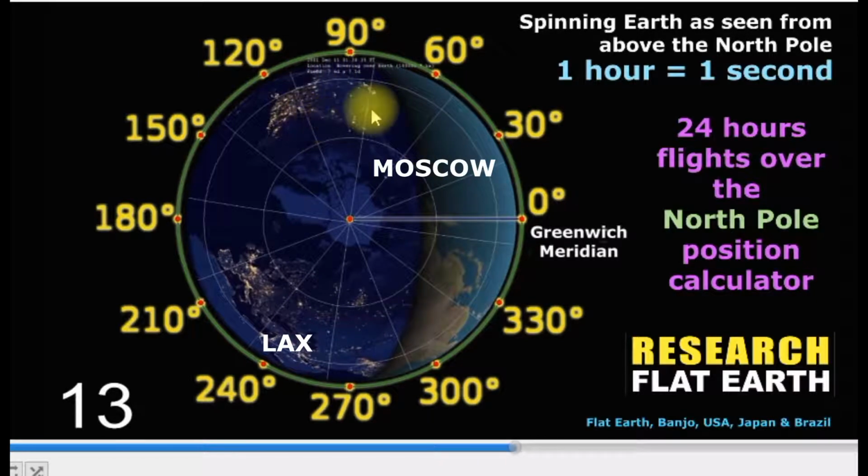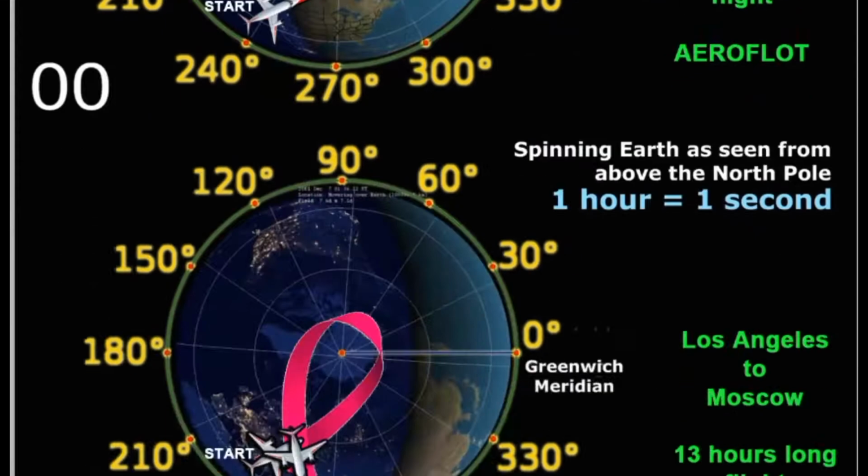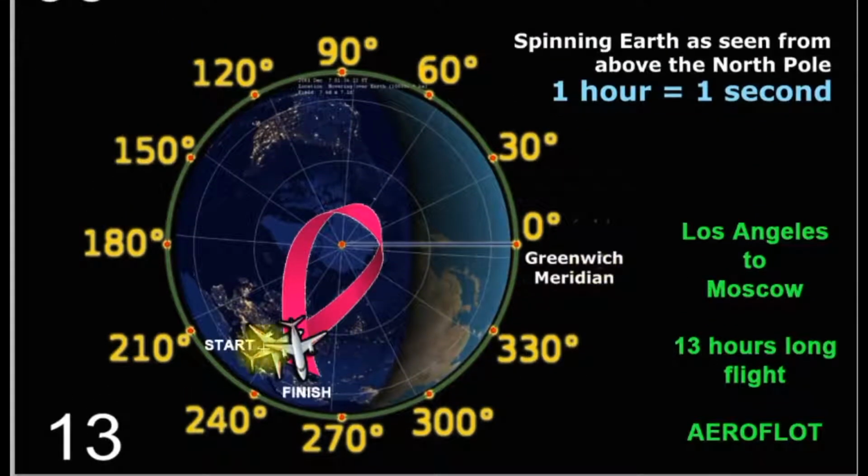So Los Angeles was right here, and now we have Moscow right here, but remember where the plane took off. So let's look here, and this is the flight route according to the globe. It started right here and just went around and then landed 1 hour ahead. 12 hours would be landing exactly the same spot, but 13 hours, 1 hour ahead. This is the flight route according to the globe. It makes no sense, of course, because Earth is not a globe. But when we look at the flat Earth map, it makes perfect sense.